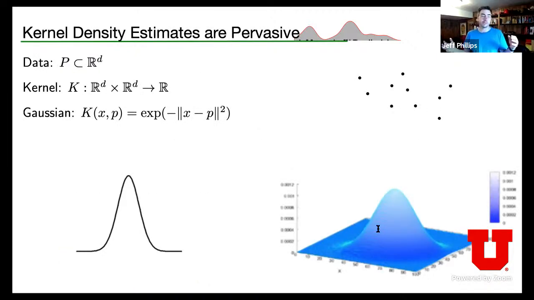We'll start with the problem. Kernel density estimates, and the use of kernels to understand data, are quite pervasive. We'll start with a point set P in R^d, and then a kernel, which is a bivariate function that takes two points and says how similar those two points are. We will be focusing entirely in this work on the Gaussian kernel, which is probably easily the most common kernel to work with.